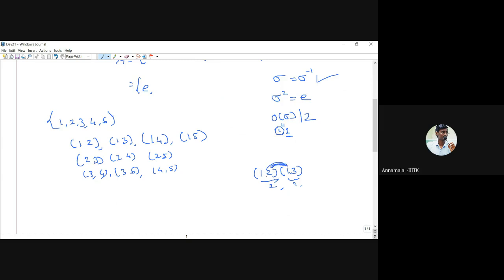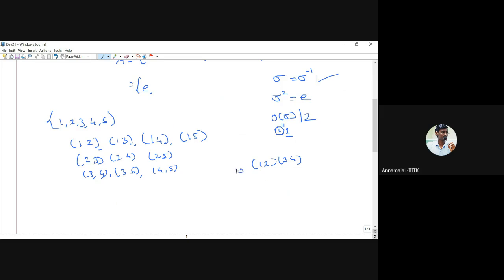There are no elements common between these two permutations, but one is common. Therefore, you have to take two distinct transpositions of length 2. So if you take (1 2), suppose I am taking (1 2) as one permutation. Now, what are the remaining elements I am not using? 3, 4. Therefore, (1 2)(3 4). This is a product of two permutations, but there is no element in common. So the length of this is 2, the length of this is 2.